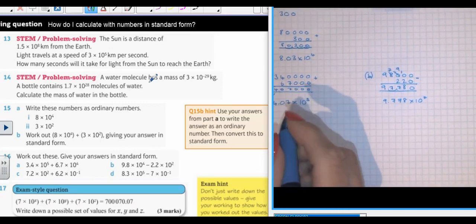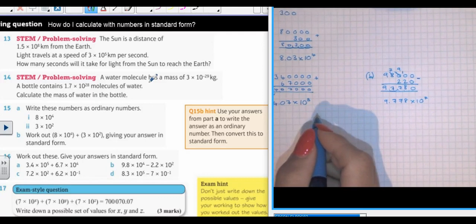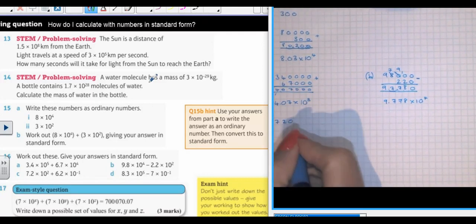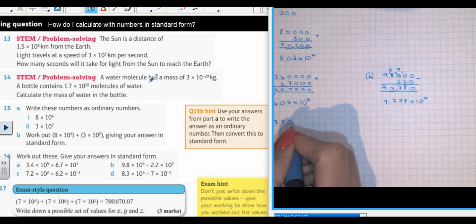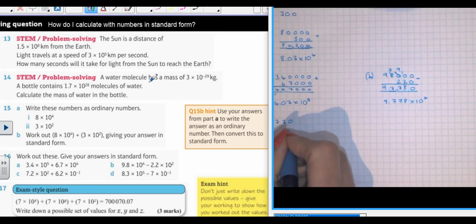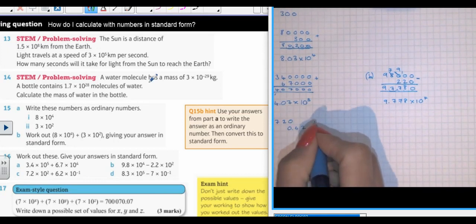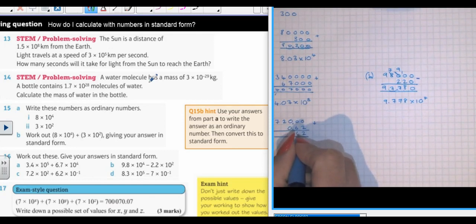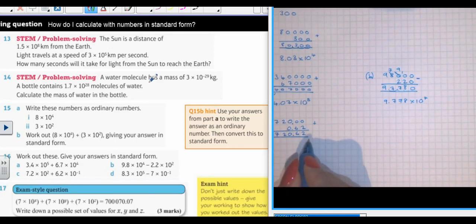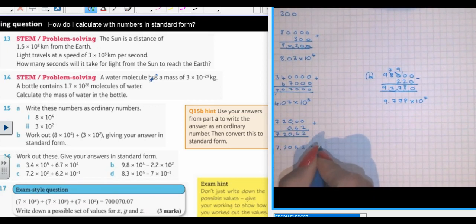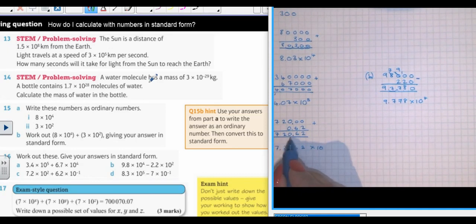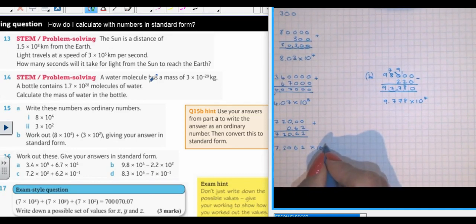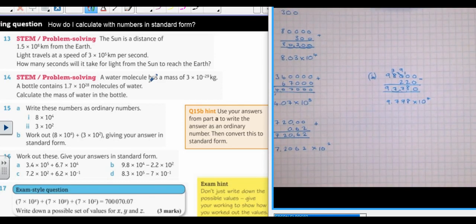Part C. 7.2 multiplied by 10 squared is 720. 6.2 multiplied by 10 to the power of negative 1 is 0.62. Want to add those, which would give me 720.62, which in standard form is 7.2062 multiplied by 10 squared.